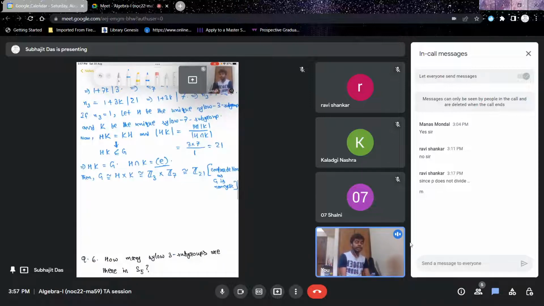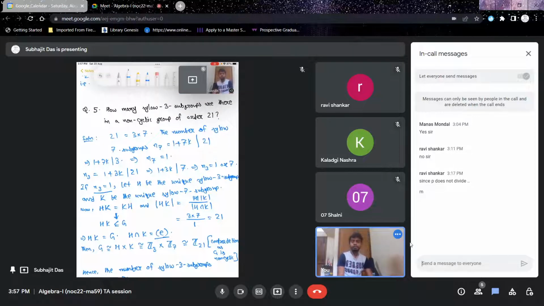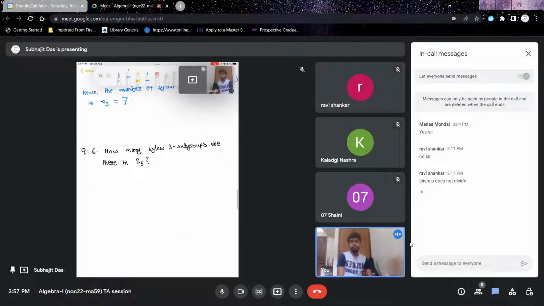This contradiction arises because we have assumed that n3 is 1. So n3 cannot be 1. Hence, the number of Sylow 3 subgroups is n3 equal to 7. So it has exactly 7 Sylow 3 subgroups, as simple as that. So moving on to the next problem.